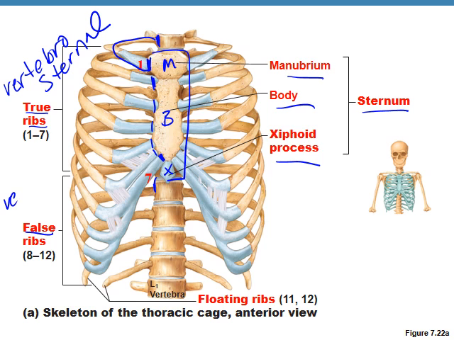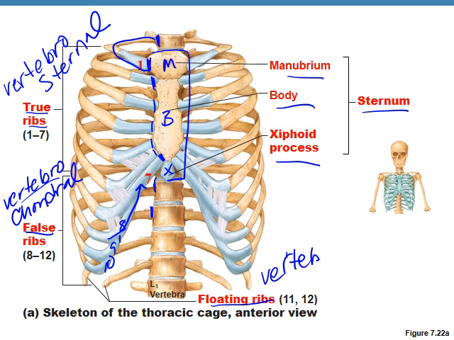These false ribs, these are vertebrochondral. Do we remember that chondrocytes meant cartilage? So this one's 8, 9, and 10. Do you see how 8 piggybacks on 7? And then 9 piggybacks on 8, which piggybacks on 7. So these are actually, they start at the vertebrae, they come around, and they attach to cartilage. So that's why they're called vertebrochondral. And then these floating ribs are just called vertebral because they only start at the vertebrae. They do not come around and bind to the cartilage or to the sternum.